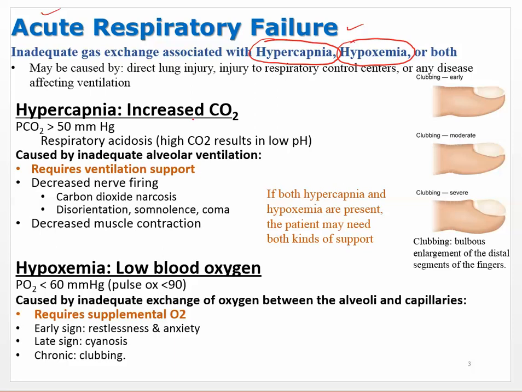Okay, so if we look at hypercapnia, that's increased carbon dioxide, so partial pressure greater than 50 millimeters of mercury, which, as I just mentioned, can result in low pH. Remember, as carbon dioxide goes up, pH goes down. It's caused by inadequate alveolar ventilation. That means in our alveoli, we're trying to have an exchange of oxygen and carbon dioxide. If you don't have that ventilation taking place, then you can have hypoxemia as well, but you're not going to be able to blow off that carbon dioxide.